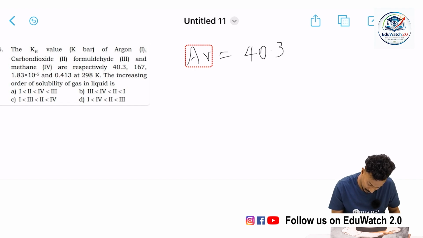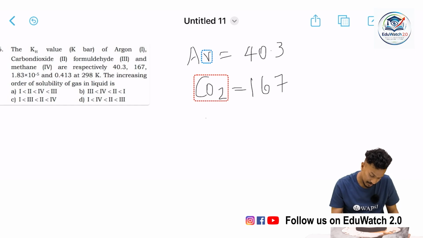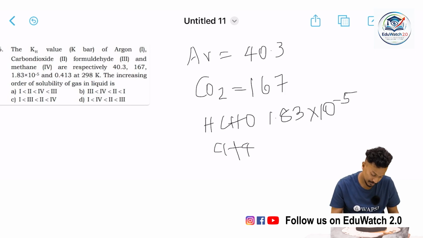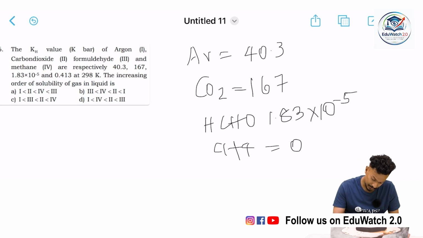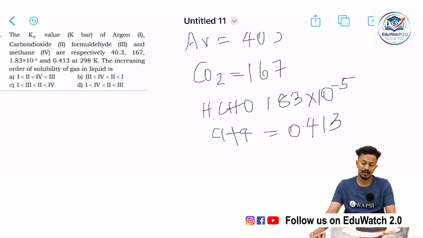40.3. And carbon dioxide we have 167 K bar. Formaldehyde, HCHO, we have 1.83 into 10 raised to minus 5. And for methane we do have how much? 0.413. These are the values of Henry's constant for the given gases.